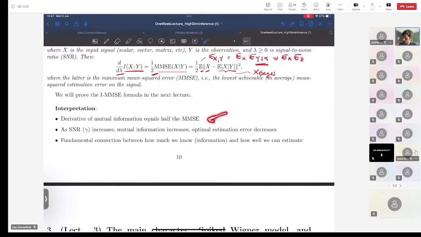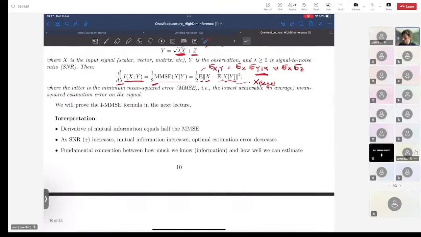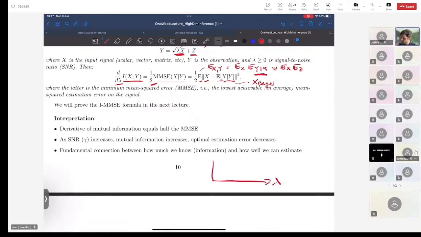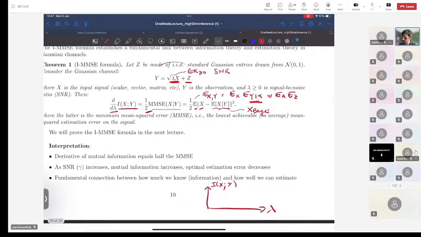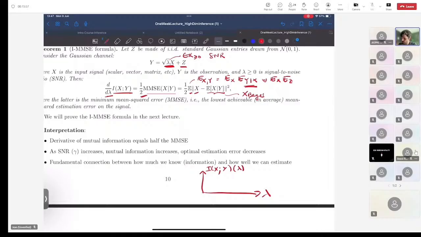Okay, this we said. So what is important to know is that the mutual information as a function of the SNR, okay, in this model, and the model we're going to study will be a model of this form, meaning that the noise will be additive and Gaussian, which is a very standard notion of noise. The mutual information seen as a function of lambda is an increasing function. And so the minimum mean square error, the best error we can achieve, is related to the derivative at a given point here of the MMSE.